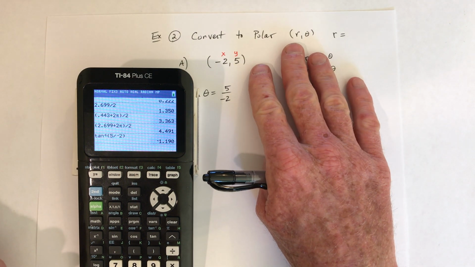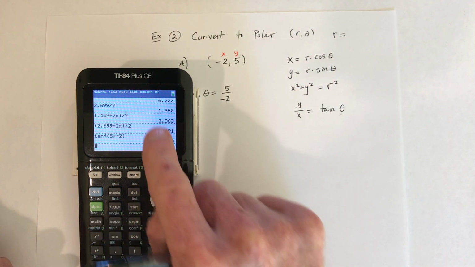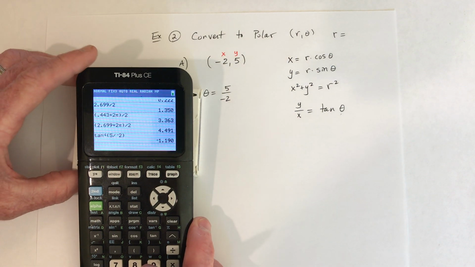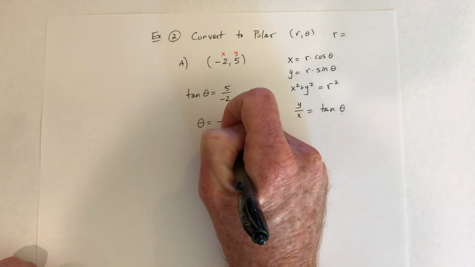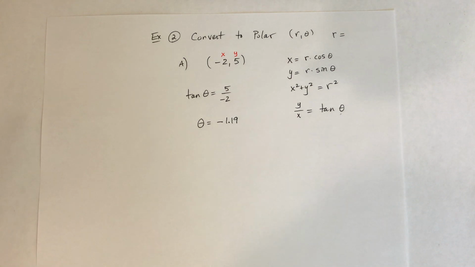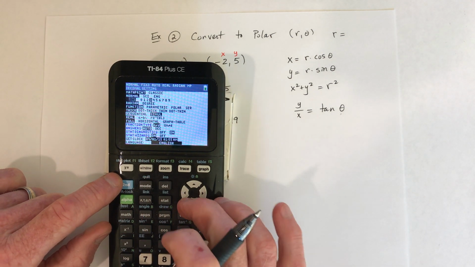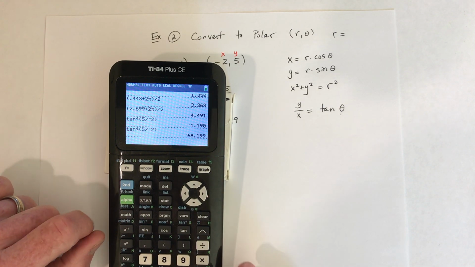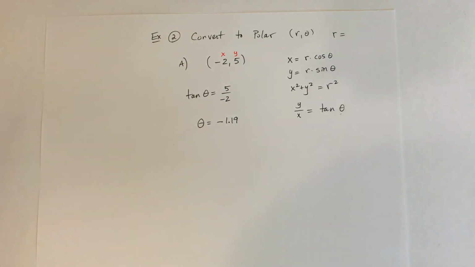And in this problem, it didn't say if you have to use radians or degrees. So since my calculator is already in radians, I'll just leave it like that. So it's -1.19. So theta equals -1.19. Or if you did want to work in degrees, then change this to degrees, redo the same thing, and it says it's -68.199 degrees.